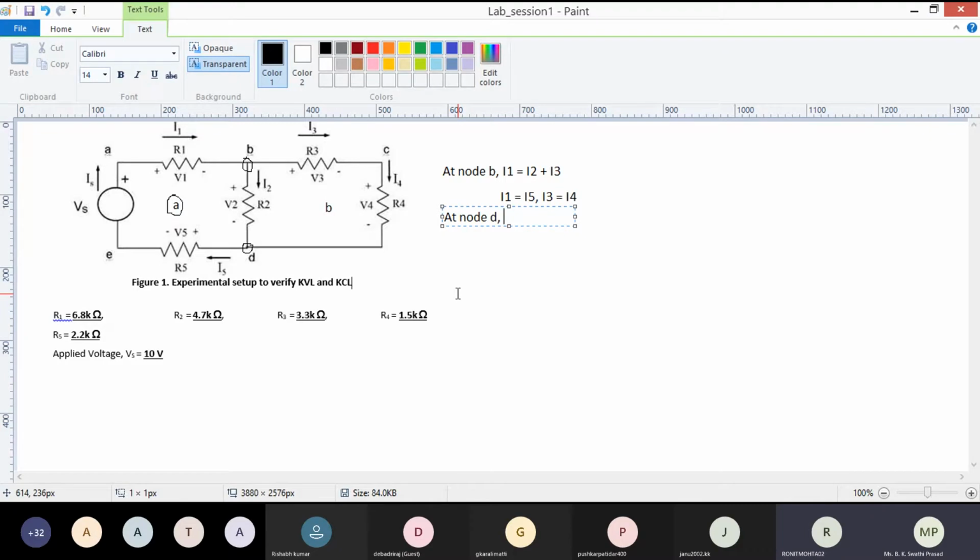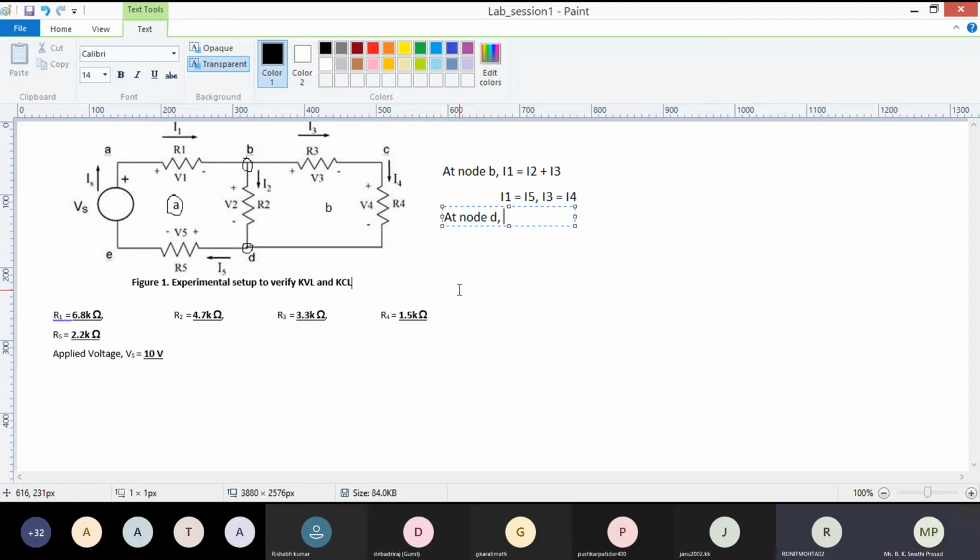Ronit, can you tell me at node D what is the current equation? I2 and I4 are coming, I5 is leaving. So tell me the equation. I2 plus I4 equals I5.